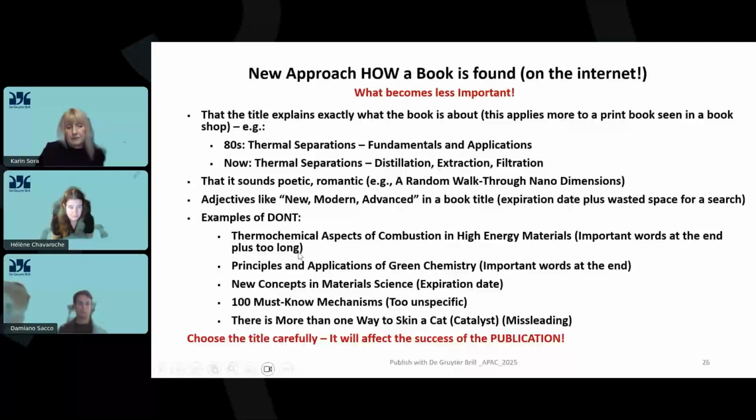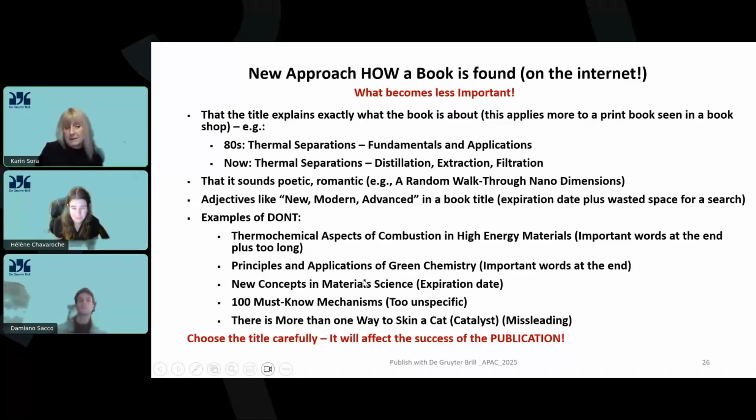So examples of don't. These are examples we've been offered, like Thermochemical Aspects of Combustion in High Energy Materials. So the important words come at the end, which ideally would sound like High Energy Materials as the main title, and then in the subtitle, Thermochemical Aspects of Combustion. Or Principles and Applications of Green Chemistry. The important words are at the end, and principles and applications just doesn't help a search engine.